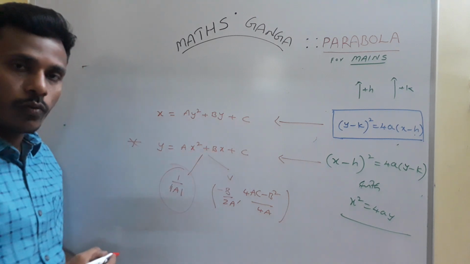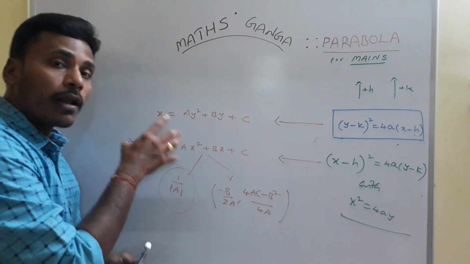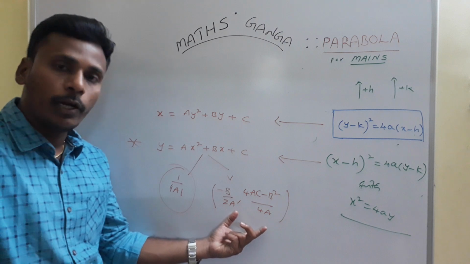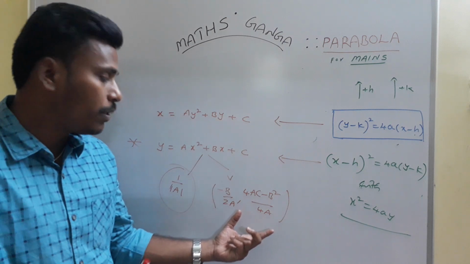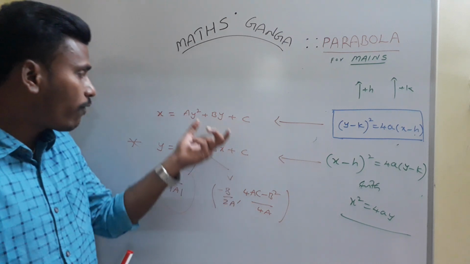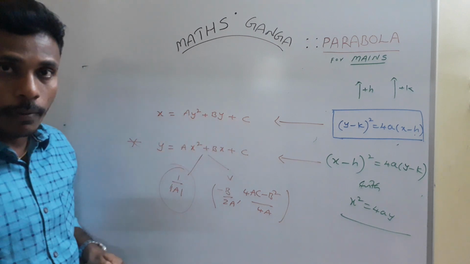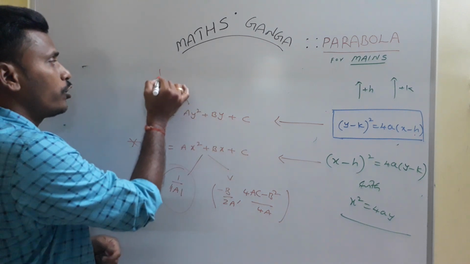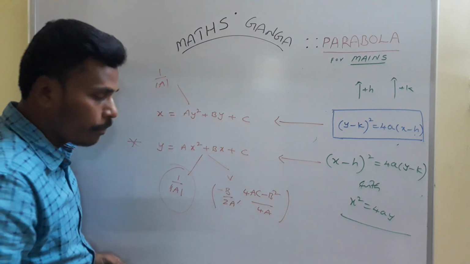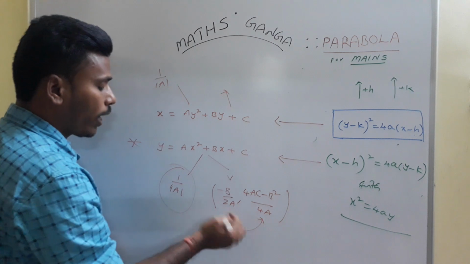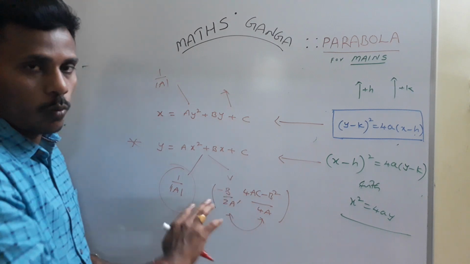Y is equal to ax square plus bx plus c represents a parabola whose length of the latus rectum is 1 by mod a, and the vertex is minus b by 2a comma (4ac minus b square) by 4a. Using this we will mention the vertex and the length of the latus rectum for this other form also. The length of the latus rectum won't change, the same 1 by mod a, whereas the vertex changes by interchanging the x and y coordinates.